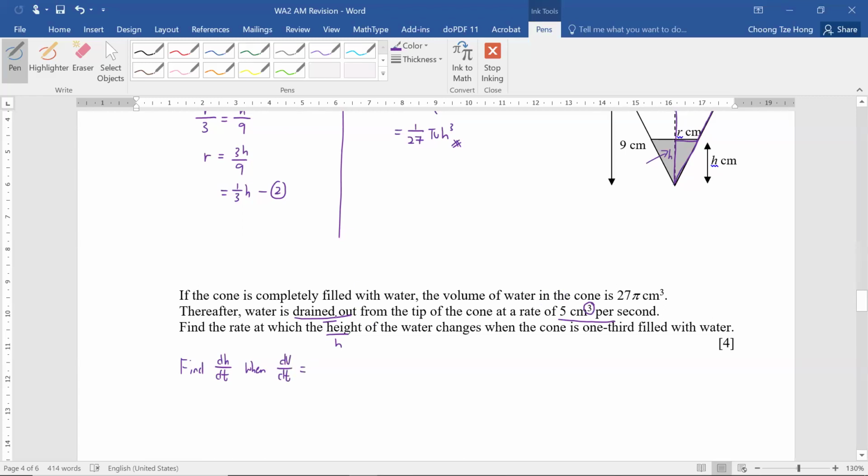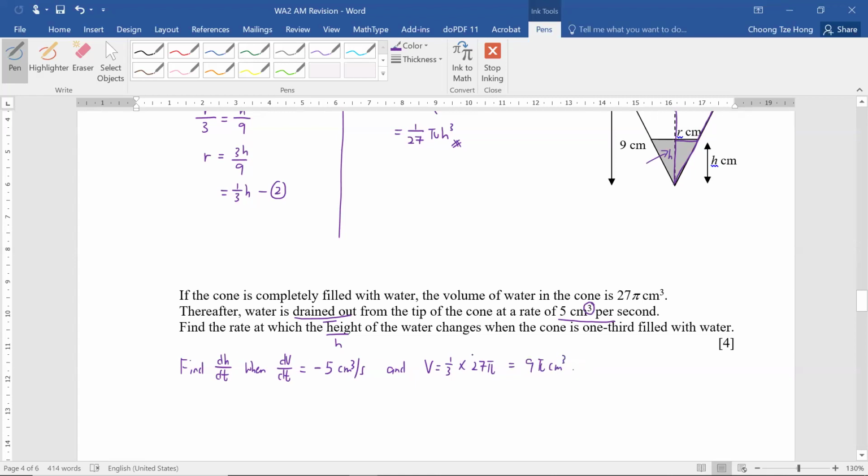Now the water is being drained out. That means the volume is actually decreasing, right? So the dV over dt, you need to write a negative sign, okay, -5 cm³ per second. And the cone is 1/3 filled, so volume will be 1/3 of 27 pi. Because they say 1/3 filled, that means the volume is 1/3 of the full volume of the cone. So you'll get 9 pi cm³.